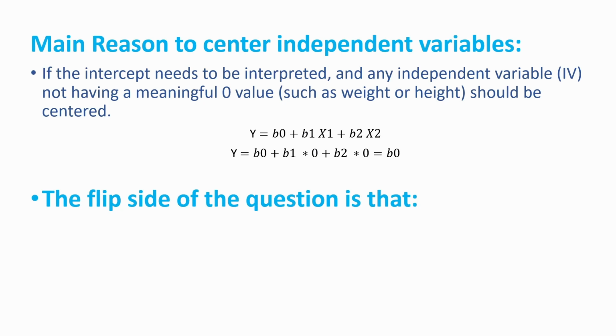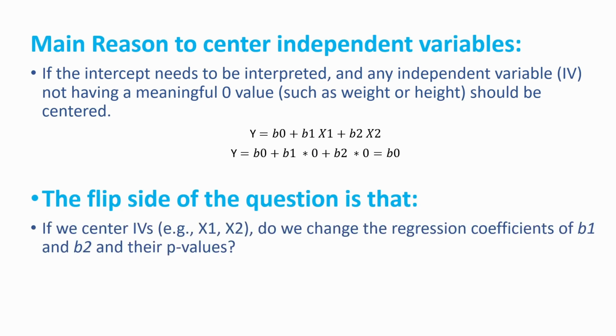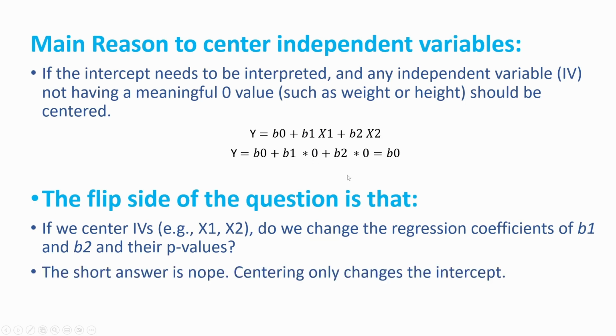The flip side of this is the question: if we center x1 and x2, do we change the regression coefficients b1 and b2 and their p-values? This is the question I'm going to answer in this tutorial. The short answer is no. Centering only changes the intercept. Centering doesn't change b1 and b2 at all. Next, I'm going to show this using R code.